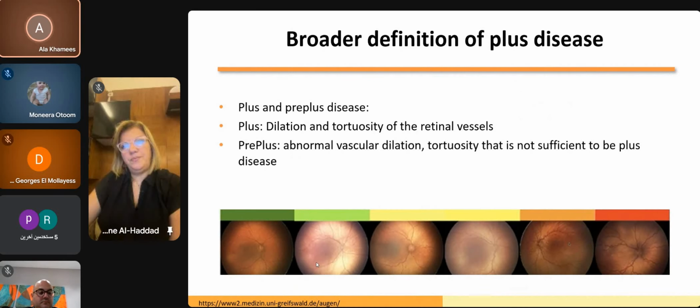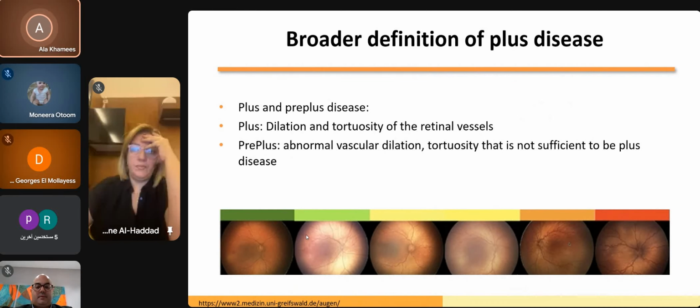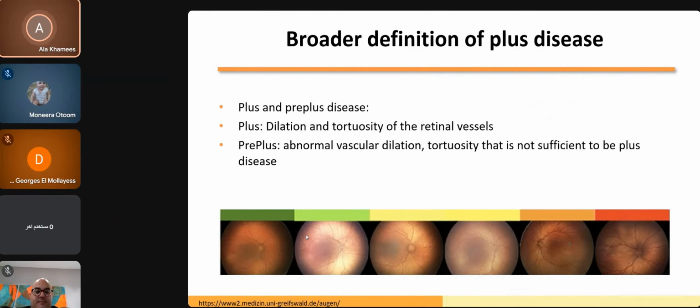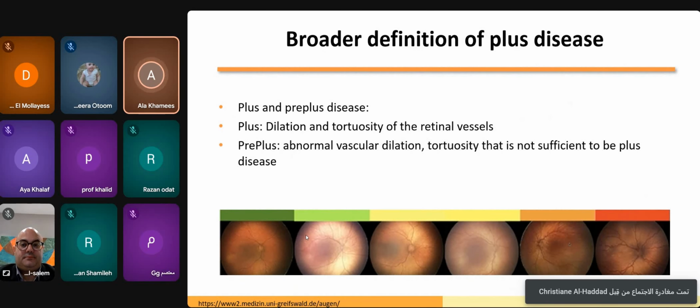So what's new, or old and new, that's 4 years old. The ICROP 3 presented a broader definition of plus disease. Plus disease, as we all know, is defined by the appearance of dilation and tortuosity of the retinal vessels. And pre-plus disease is defined by abnormal vascular dilation and tortuosity that is not sufficient to be plus disease. The ICROP committee recommended that the plus disease spectrum be determined from vessels within zone 1 rather than only from vessels within the field of narrow angle photographs, and rather than from the number of quadrants of the abnormalities.